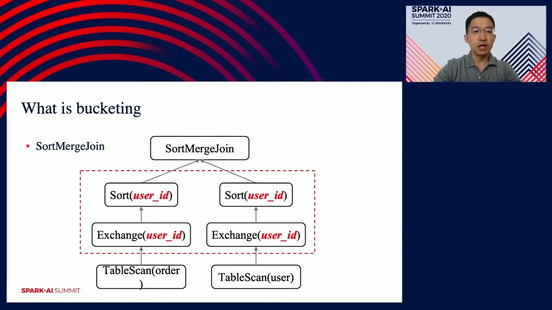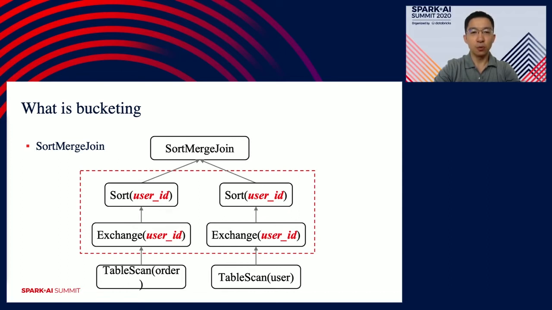Let's go to the sort merge join. Sort merge join is another commonly used join mechanism. Sort merge join requires that the child plans should be co-partitioned, and also they should be sorted on the join key set. For example, if we want to join the order and the user tables on user ID, Spark SQL will ensure that both of them are co-partitioned on user ID, and each partition is sorted by user ID.